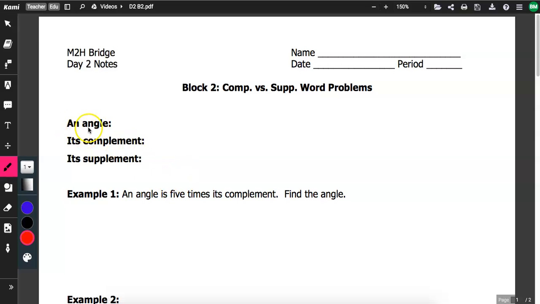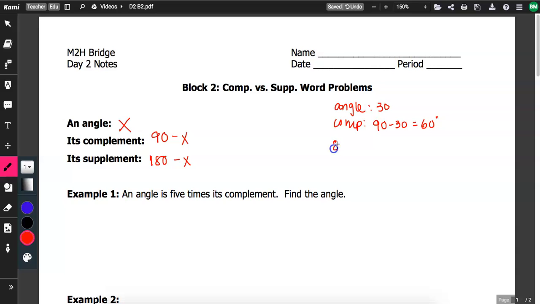So it might say an angle or the angle, anything like that. We always will represent that with an X. That's our unknown. If the angle is called X, that means its complement can be found by doing 90 minus X. So for example, if the angle is 30, I can find the complement by doing 90 minus 30, which is 60 degrees. The supplement is going to be 180 minus X. So in our same example, the supplement would then be 180 minus 30, which equals 150.